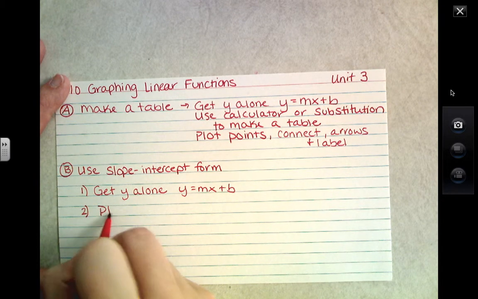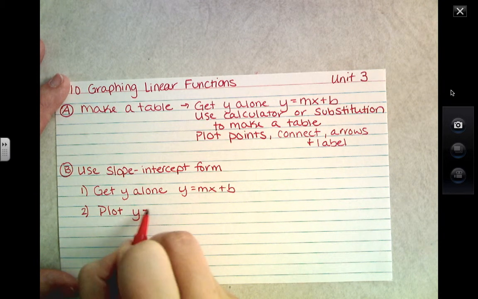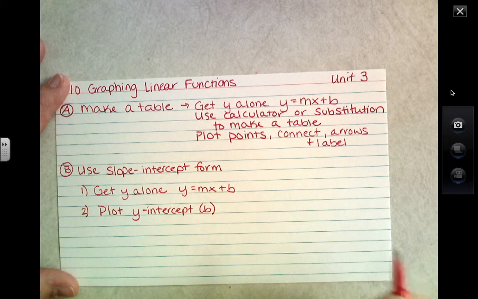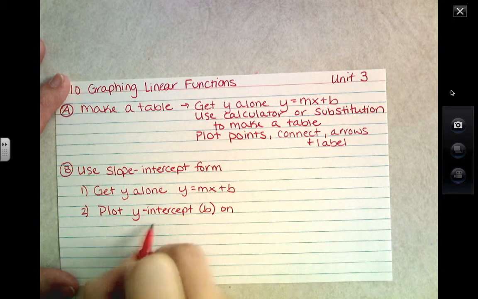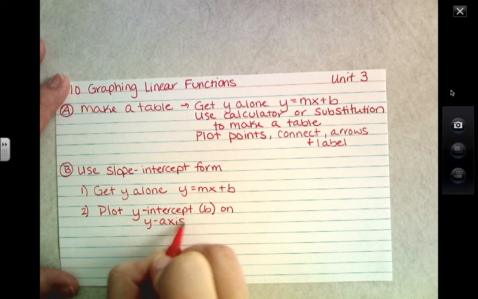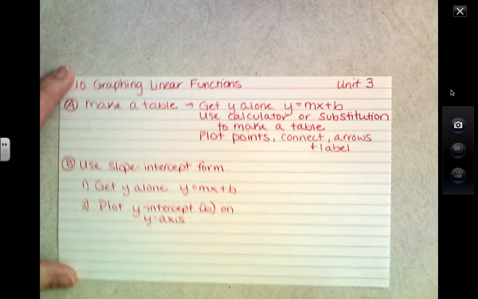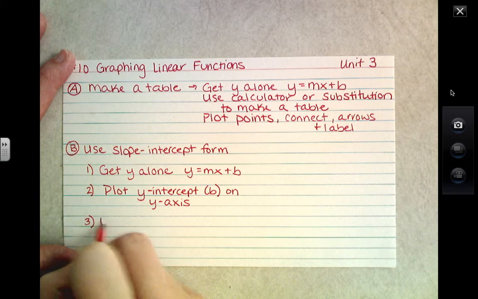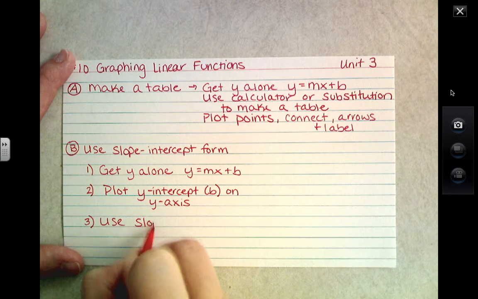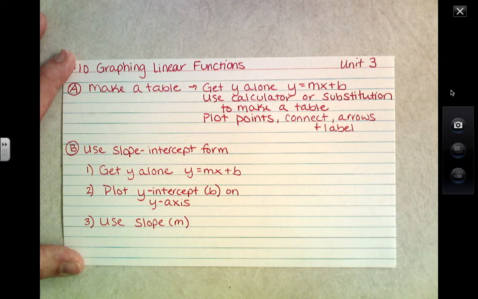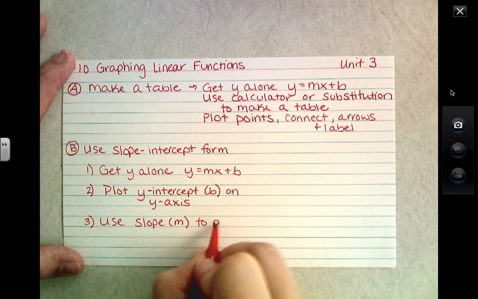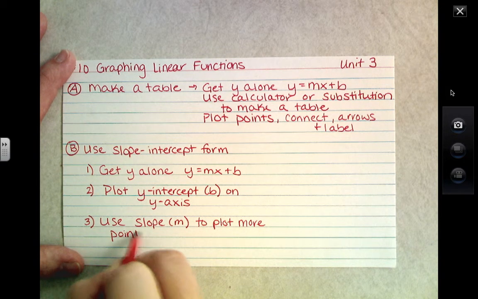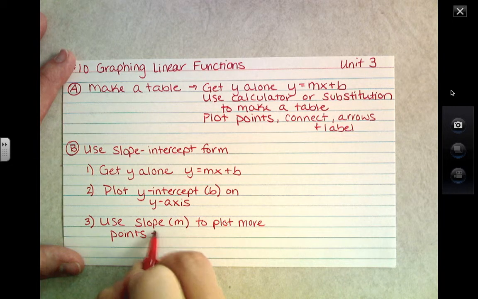Next, you're going to plot the y-intercept, which is the b in the equation y equals mx plus b, on the y-axis. Okay, so you're going to plot a point right on the y-axis, and that's going to be your first point. Then you're going to go ahead and use your slope. Slope is the m in the y equals mx plus b equation to plot more points. And how are we going to do that?